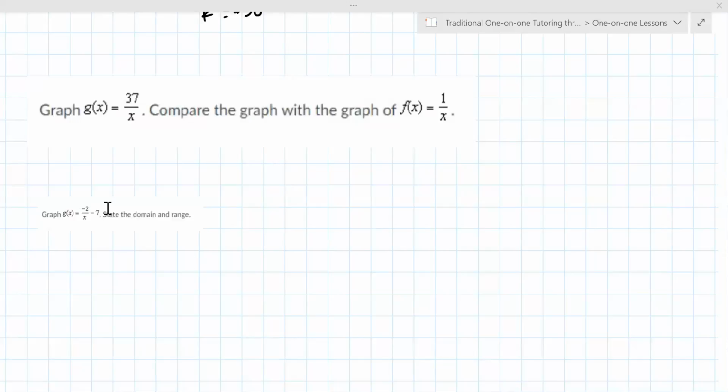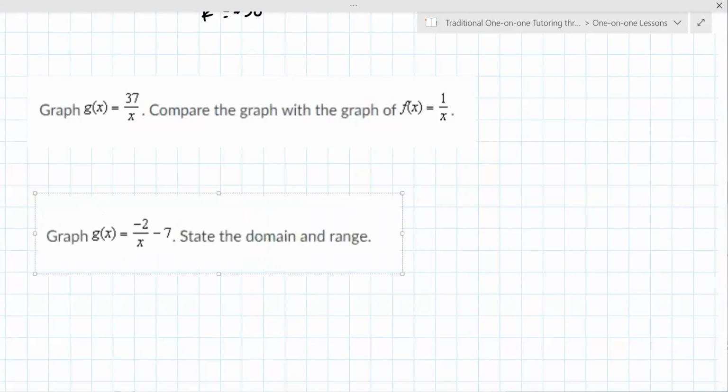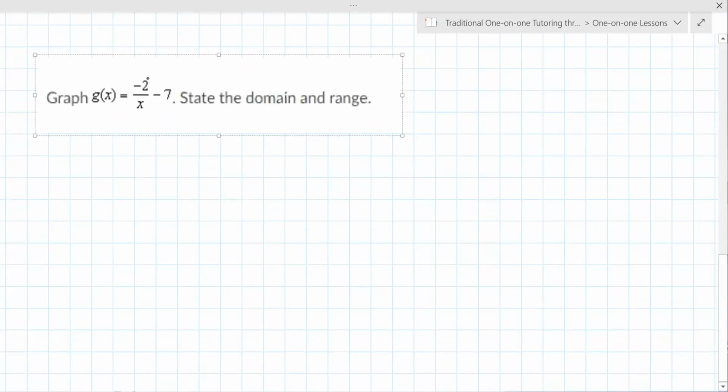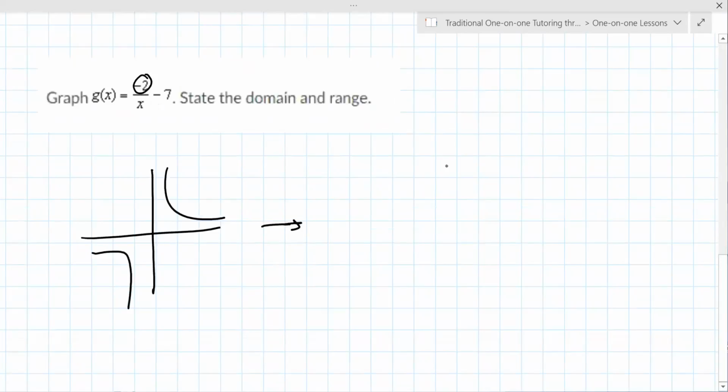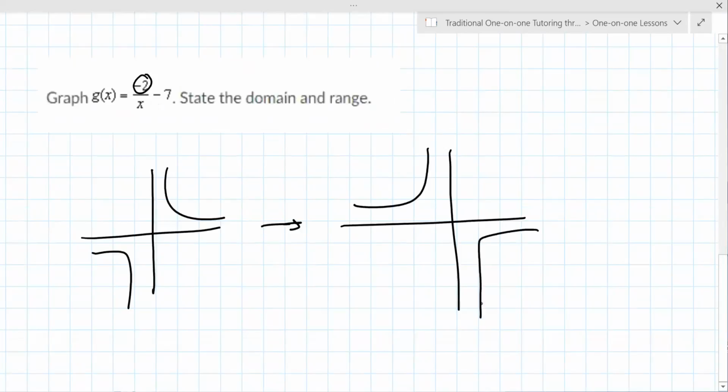So the -2 up here causes the graph, like this is the original graph. The -2 causes it to switch quadrants. So it's now going to be top left, bottom right. The 2 stretches it. And then this -7 moves it down. So you're looking for three things.